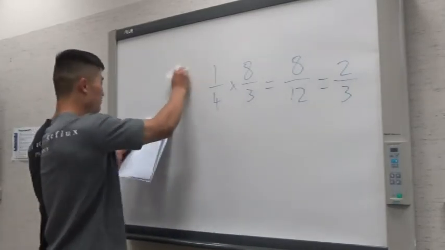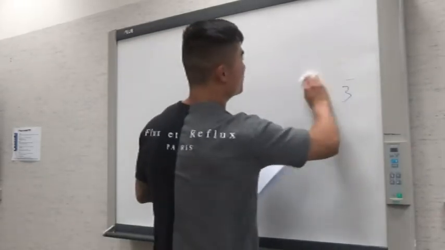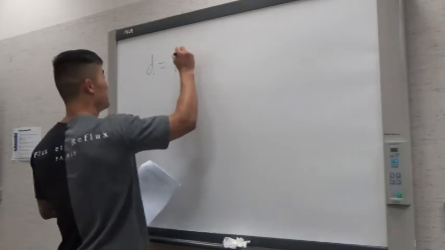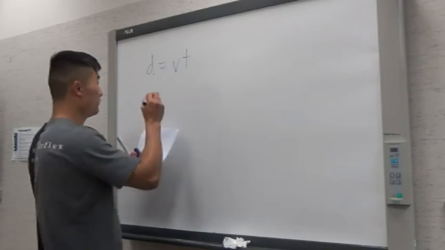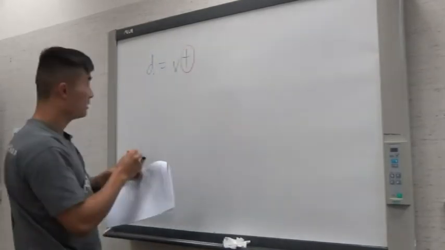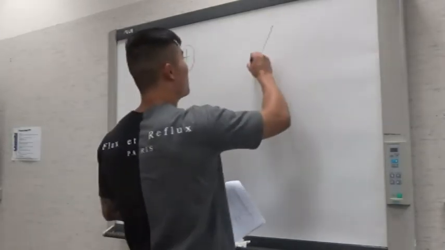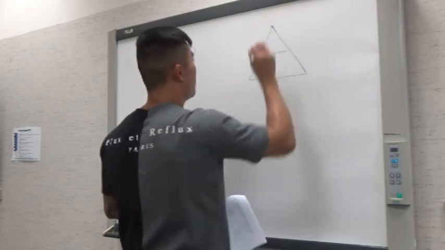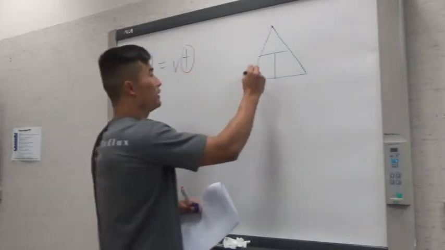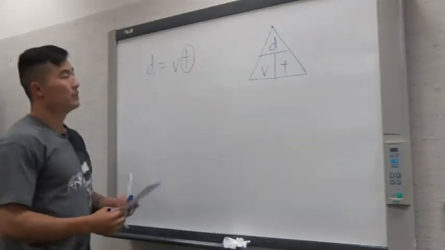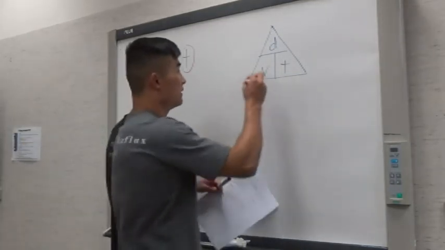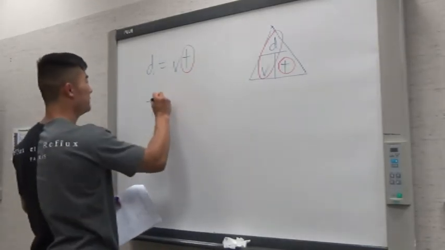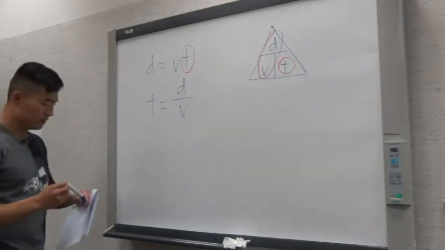All right, so then we're going to move on to rearranging equations. We've got D equals velocity times time, and we want to rearrange for T. So we want to get T on its own. We're going to create this triangle. So just this triangle here. V and T are together, so they go down the bottom. D will go up the top. Okay, so we want T on its own. So that means D and V will be on the other side with D being on top. So T is equal to D over V. So that's how we would rearrange that.